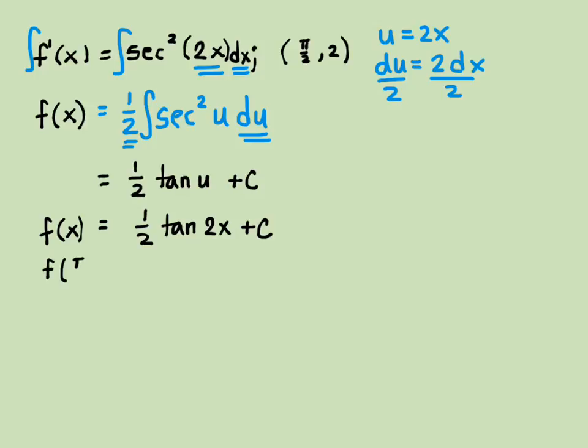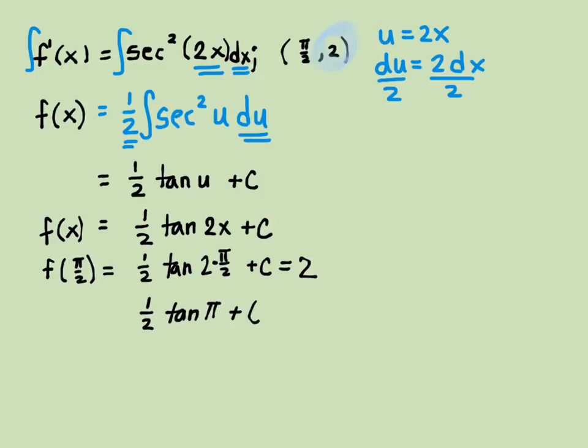So I can find f of pi over 2 equals 1/2 tangent of 2 times pi over 2 plus c, and it says this should equal the y value of 2 from up here, right? So obviously the pi over 2 and the 2 in the middle there multiply to give you just tangent of pi. I've got my plus c equals 2. Now what is the tangent of pi?